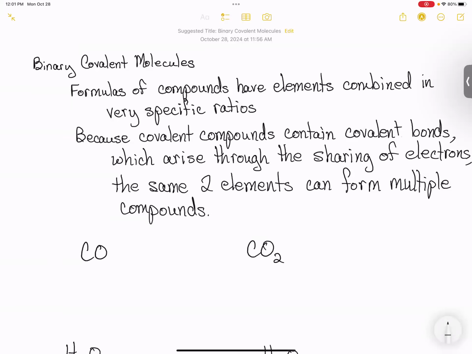Carbon and hydrogen are not the only two elements that can combine in differing ratios. And it's extremely important as chemists that we're able to distinguish between how these elements combine. For example, one of these is best known as a greenhouse gas because it traps heat in, and that's carbon dioxide.